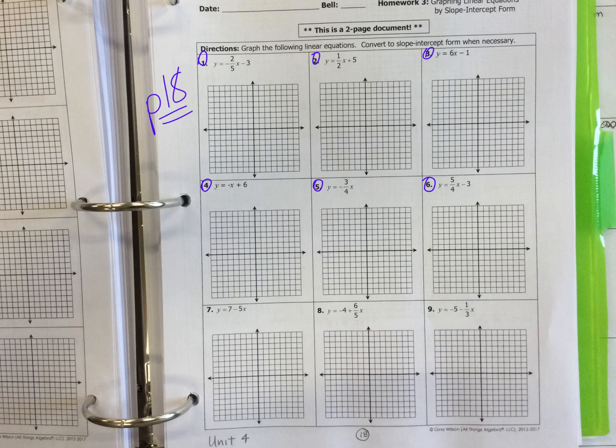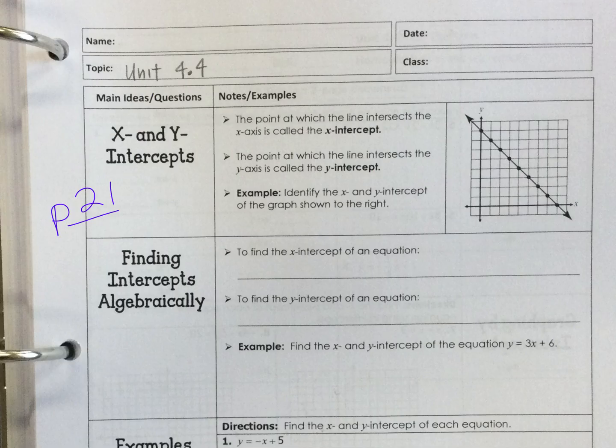Thank you. All right, I am now on page 21. We're going to talk about the x and y intercept. The point at which the line intersects the x line is called our x-intercept. So, this is our x line. This is where our point intersects. It is intersecting at 8, 0.